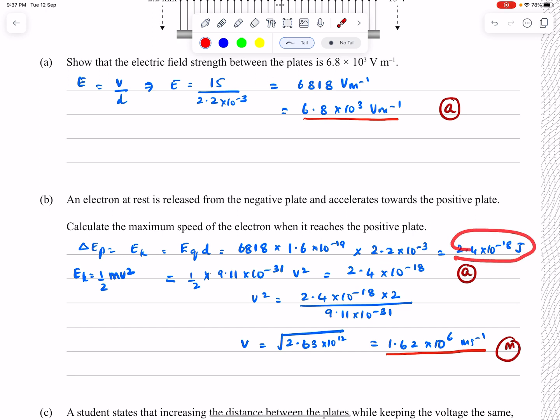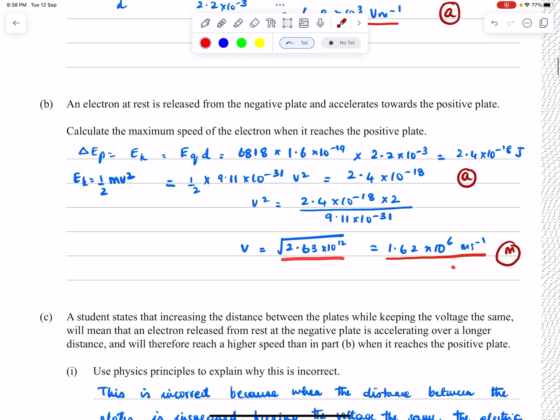Now this amount is equal to the kinetic energy, which is half mv squared. This is half. The mass of the electron is also given on your resource sheet. So I got this number from there, times v squared equals that energy. And then you get v squared and you go square root, you get the answer, and that's worth a merit.